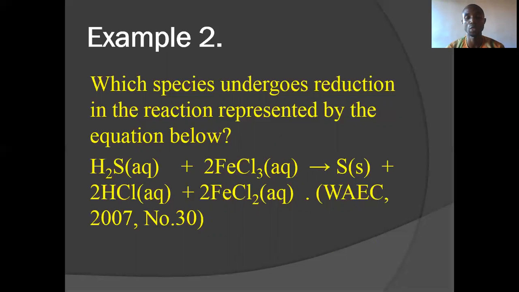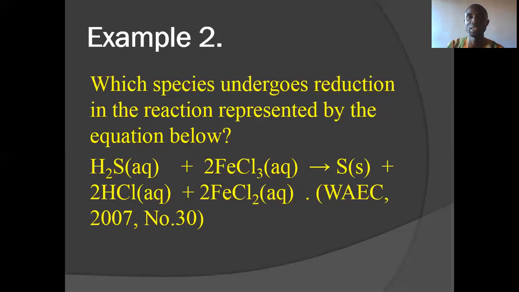Iron is +3 at the reactant side, but at the product side it is +2. That is reduction. From +3 to +2. So it is actually iron +3 that is reduced from +3 to +2. So the answer to this particular question is that iron +3 is what is being reduced.